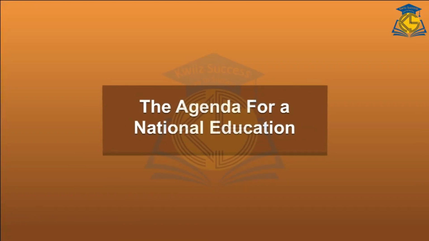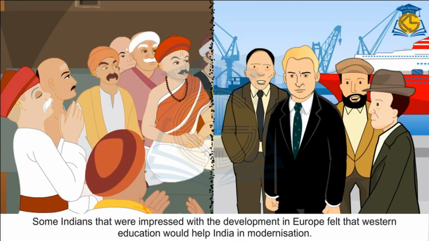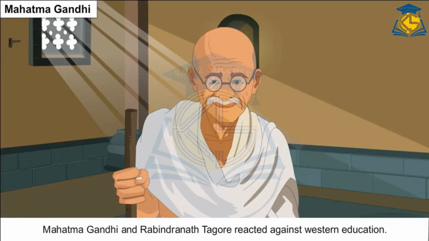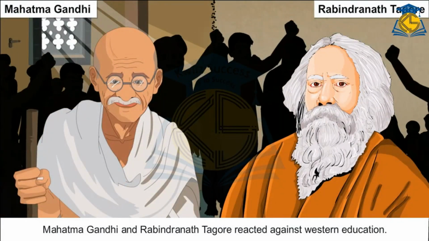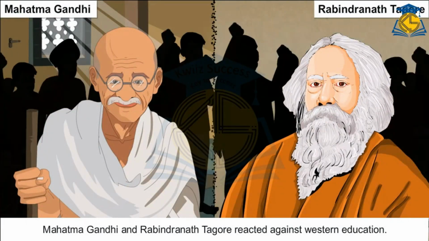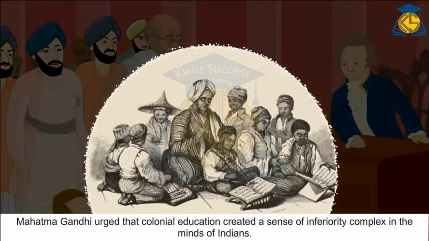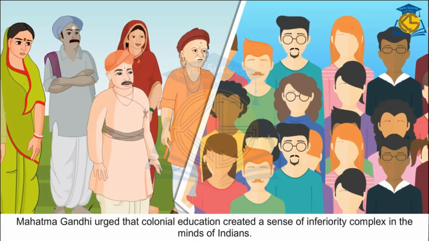The agenda for a national education. Some Indians that were impressed with the development in Europe felt that Western education would help India in modernization. Mahatma Gandhi and Rabindranath Tagore reacted against Western education. English education has enslaved us. Mahatma Gandhi urged that colonial education created a sense of inferiority complex in the minds of Indians.